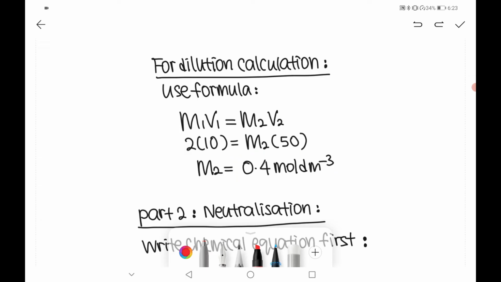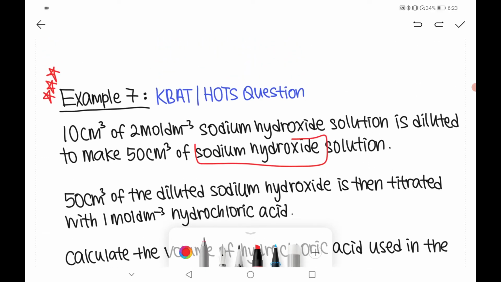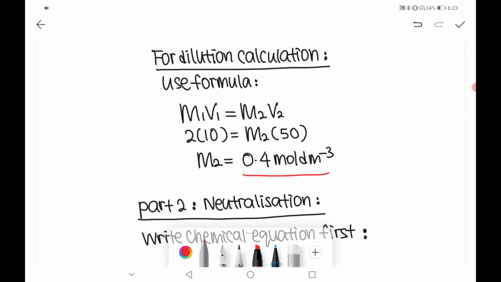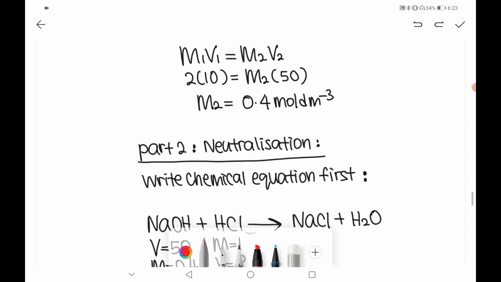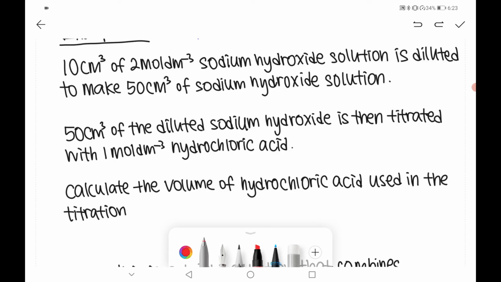So now we know that after we do the dilution, the sodium hydroxide becomes 0.4 mole per dm³. Okay, after we do the dilution, we do another part, which is neutralization. Now we go to do neutralization. To do neutralization, we need to write a chemical equation. They didn't give us the chemical equation, so we need to know how to write it on our own. We need to know how to write the balanced chemical equation.